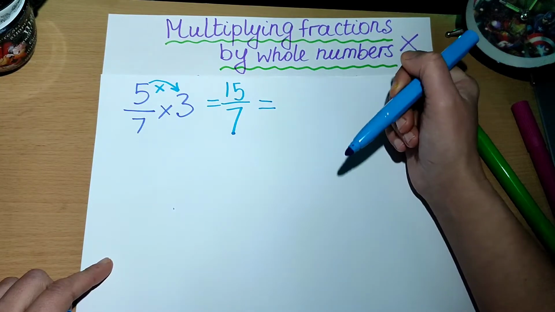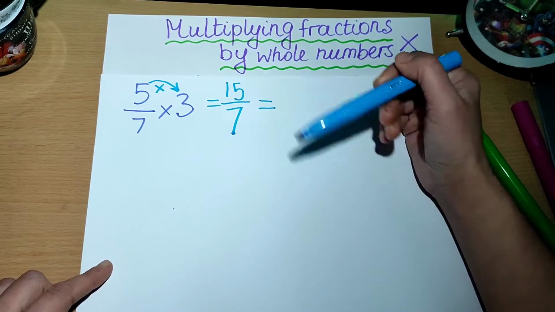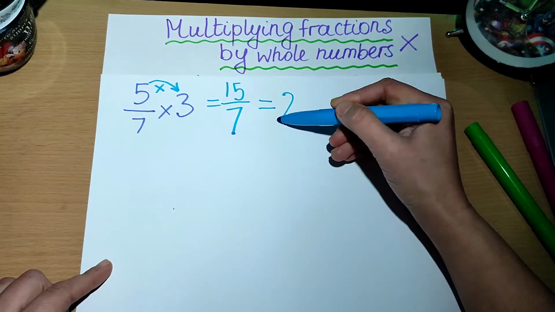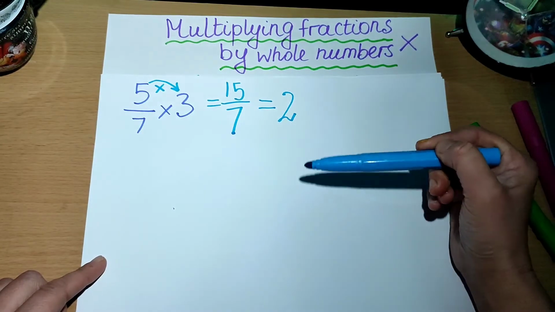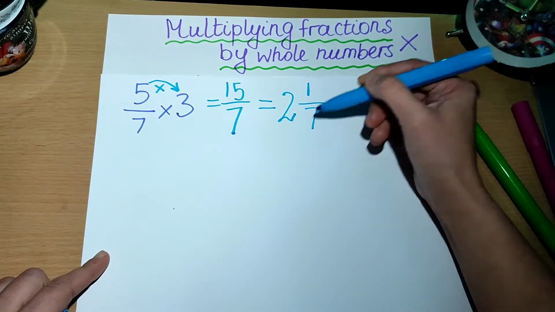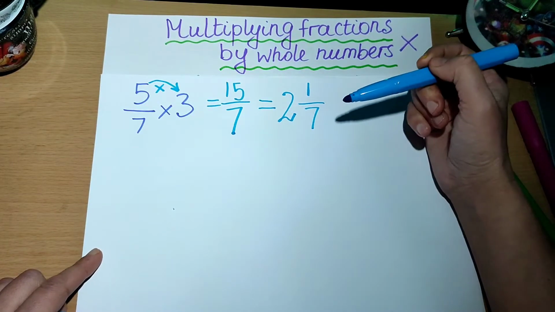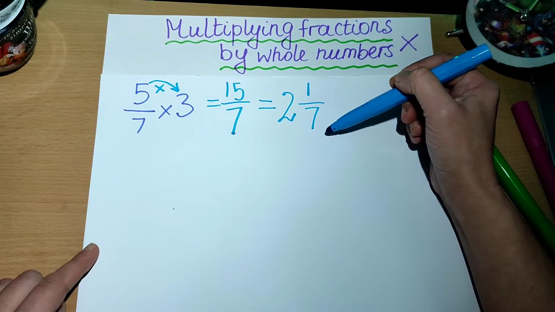Can we turn it into a mixed number? How many sevenths are there in 15? Well, there are 2 sevenths in 15 because I know that 7 times 2 is 14, and 1 is left over. So 15/7 as an improper fraction is the same as 2 and 1/7.